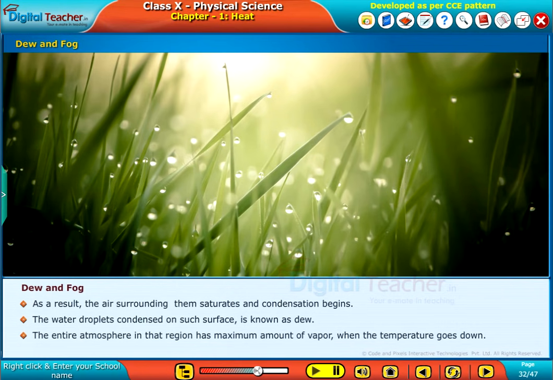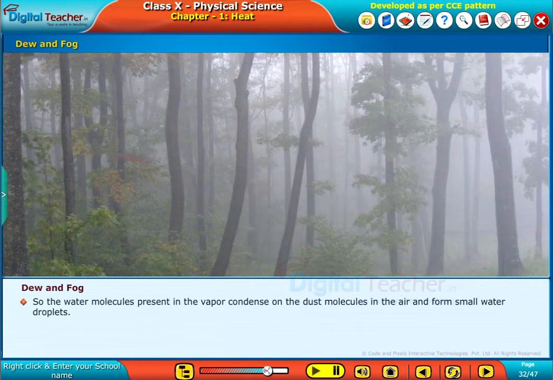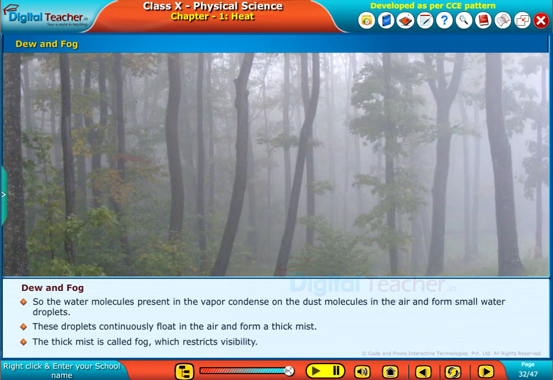The entire atmosphere in that region has maximum amount of vapor when the temperature goes down. So the water molecules present in the vapor condense on the dust molecules in the air and form small water droplets. These droplets continuously float in the air and form a thick mist. The thick mist is called fog, which restricts visibility.